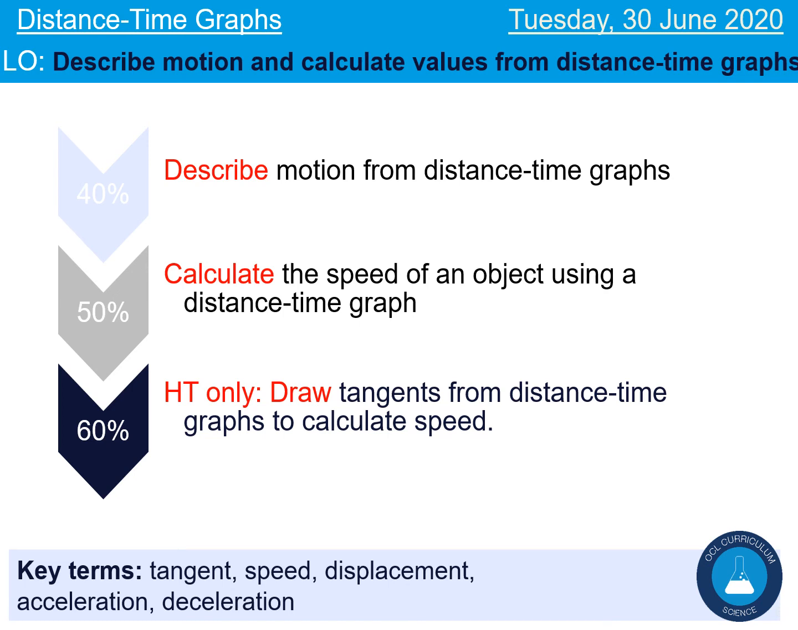In this video, we're going to recap our knowledge on distance time graphs. We're going to do this by completing the following 3 learning objectives. These are describing motion from distance time graphs, calculating the speed of an object using a distance time graph, and at the end of the lesson, there will be some higher tier only content where you'll learn to look at tangents from a distance time graph in order to calculate the speed.